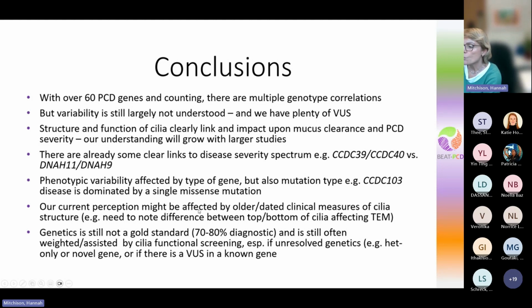And that's where we really have a big job to understand mutations and particularly these variants of uncertain significance. We have to be careful with our older data, and we have to get better with recording and documenting. So, for example, I've just used this simple thing about we need to look at the top and bottom of cilia when we're trying to make an EM diagnosis. Genetics is definitely not a gold standard yet, but with 60 genes, we're getting better towards 80 and maybe 90, and maybe one day a gold standard, but we still are reliant on multiple tests.